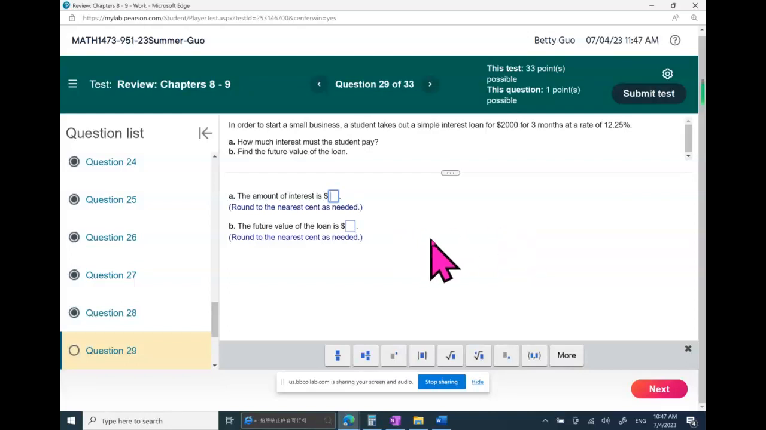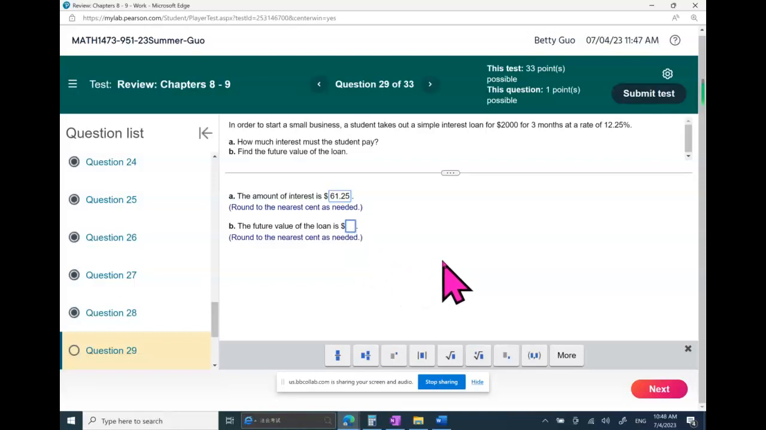That's little money for 3 months. Round to the nearest cent, 61.25. Let me double check. 2,000 times 0.1225 and then times 3 months over 12 months is 1/4, 0.25. Yeah, that's correct.